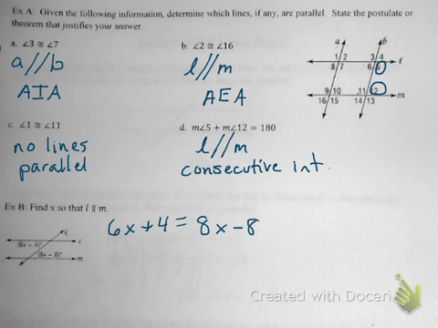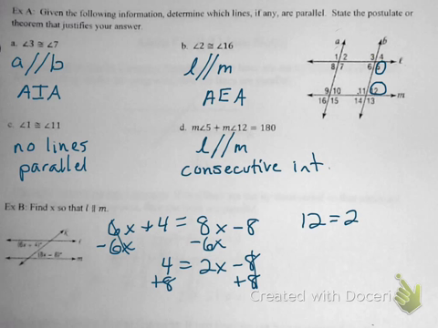So I solve for X. Personally I would subtract the 6X from each side first. I would get 4 equals 2X minus 8. And then you're adding 8. And then we get 12 equals 2X. And the last step is that you divide by 2. So X is 6. So what we've done is we found that if X is 6, then we can say that L is parallel to M.